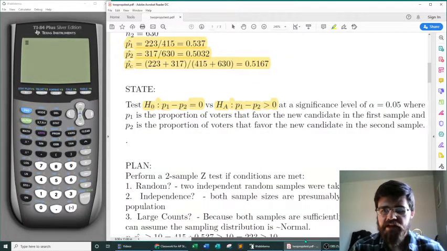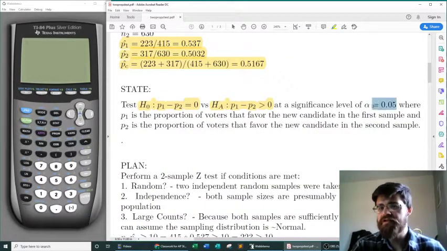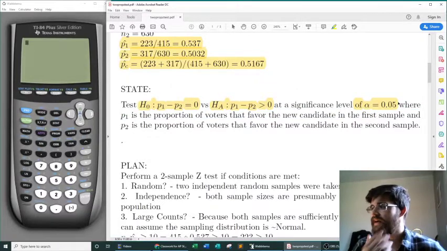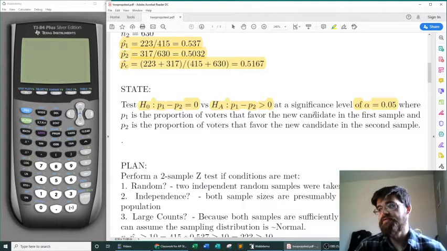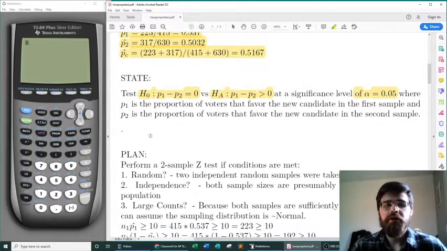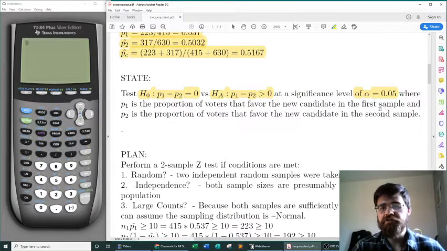If you're not given a significance level, then this is sort of our default choice. If we find out that this was going to happen with a likelihood less than 5%, that is statistically significant. Okay, and we also want to define what we mean by P1 and P2. P1 is the proportion of voters who like the new candidate in the first sample. P2 is for the second sample.